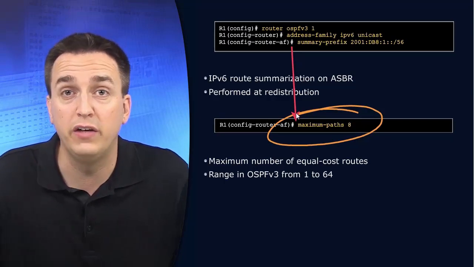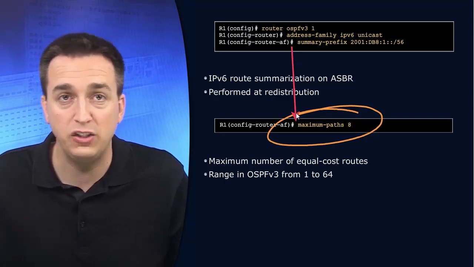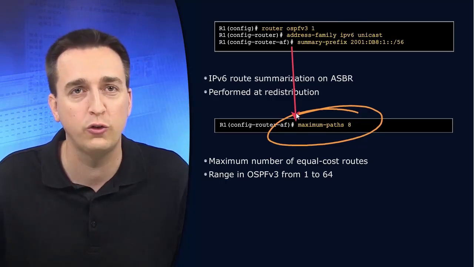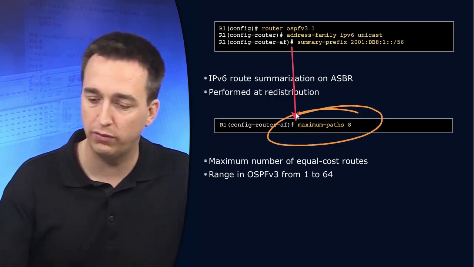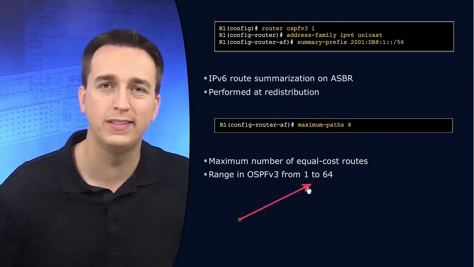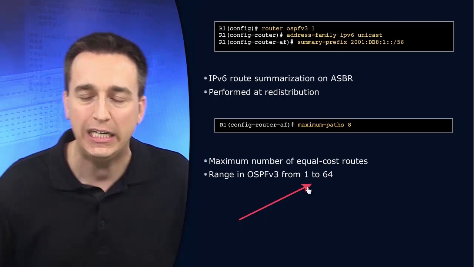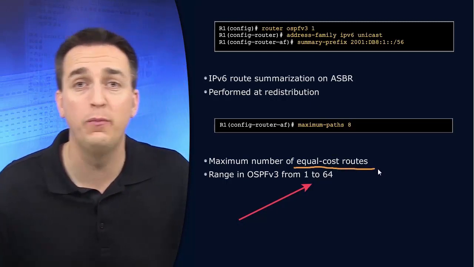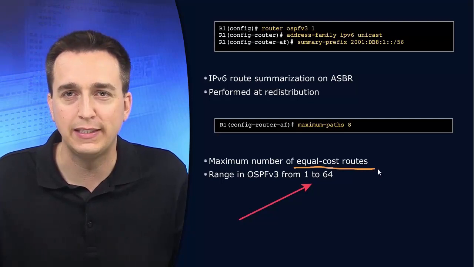So we're in address family configuration mode for IPv6, setting the maximum paths, and you can see here the maximum paths has been significantly increased with OSPFv3. We are looking at a grand total of a range from 1 to 64 equal cost paths that we can load balance over to reach the exact same destination.